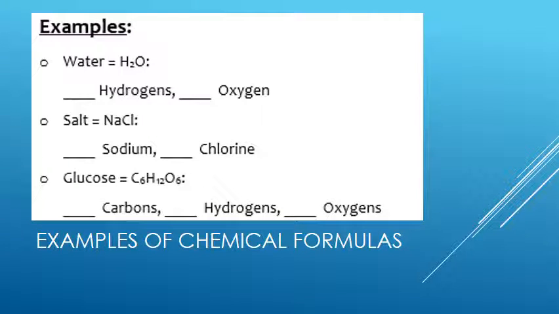Alright, so let's check if you got those answers correct. In water, as we said in the example, we know that we have 2 hydrogens and 1 oxygen. Our next compound is salt, which is sodium chloride. We don't see any subscripts, so that means we just have 1 of each of these. There is 1 sodium, Na is sodium, and we have 1 atom of chlorine.